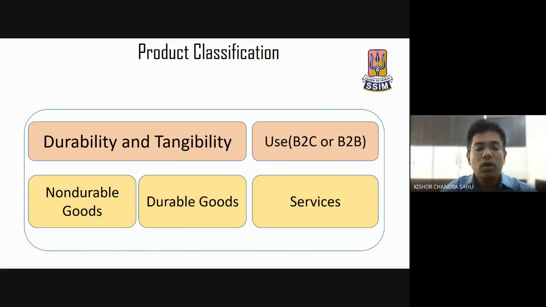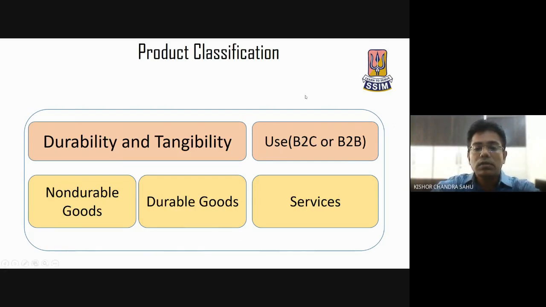Non-durable goods are those goods which are tangible, but normally need to be consumed in a few days or weeks. For example, your soap, salt, let's say biscuits, all these are non-durable goods, right?